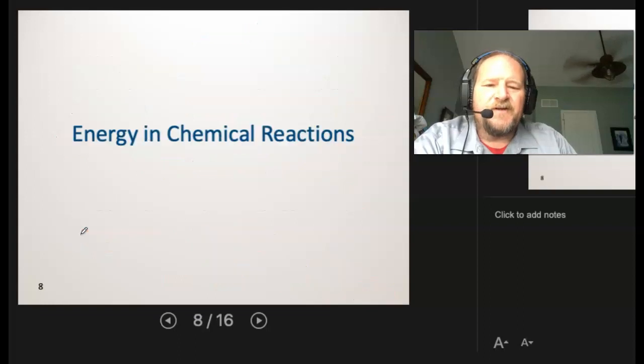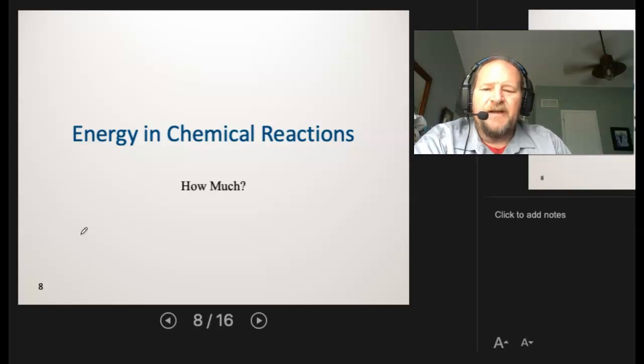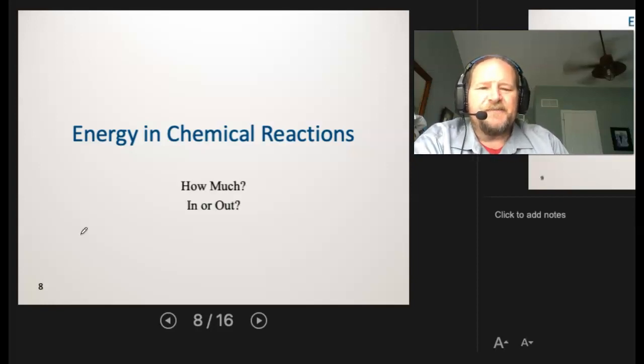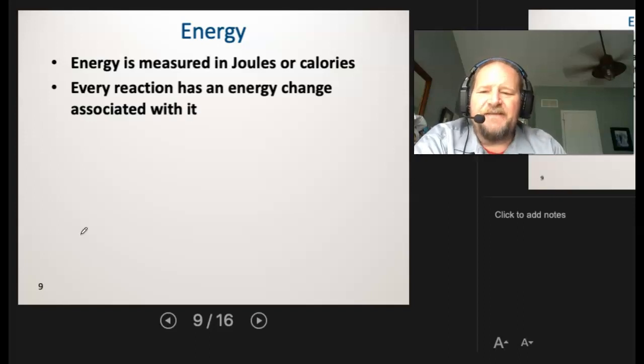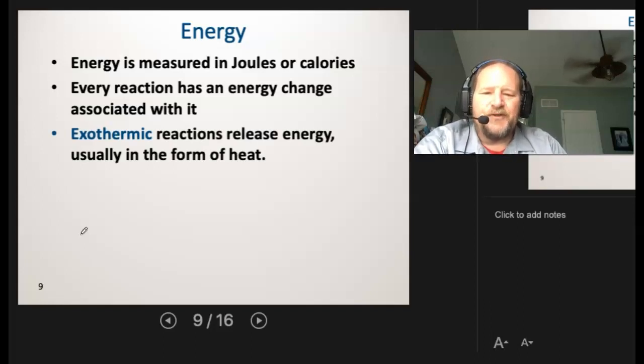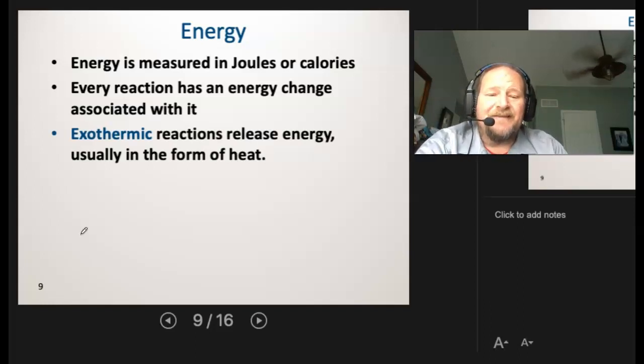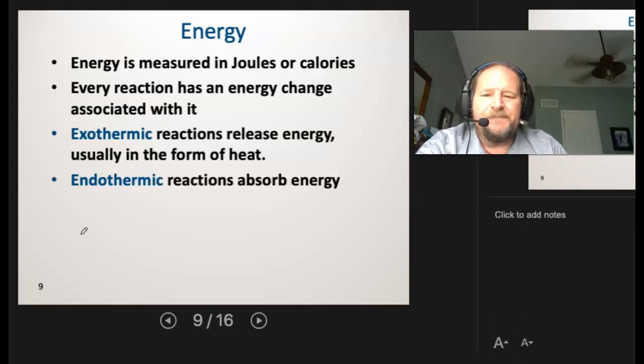All right. Moving on to our last topic, we're going to finish it up in this section. We have energy and chemical reactions. How much energy, and then whether it's going into the system or out of the system. So energy, if you remember, we measure in joules or calories, right? And every reaction is going to have some sort of energy associated with it. If you recall, when we talked about catalysts, I showed you an energy diagram. That particular reaction was exothermic, and exothermic means it's going to release energy. So that means our products are going to be less energetic than our reactants. So when the reactants reacted, they made more stable products and released that energy.